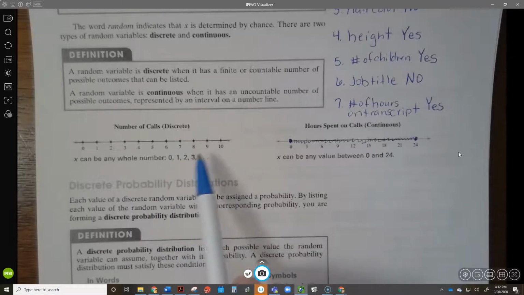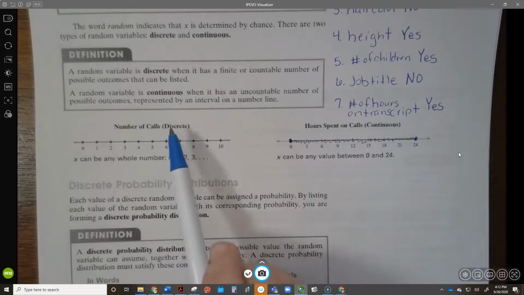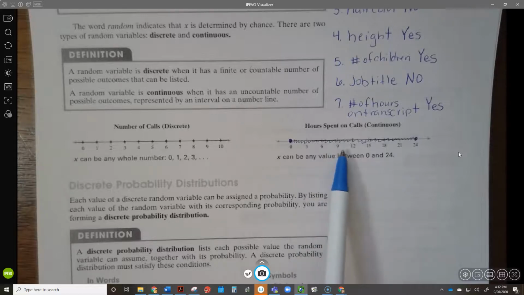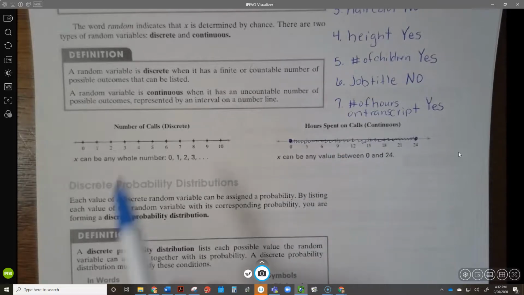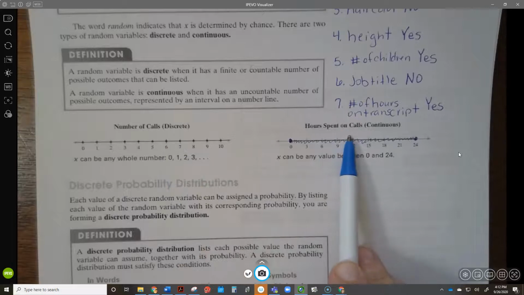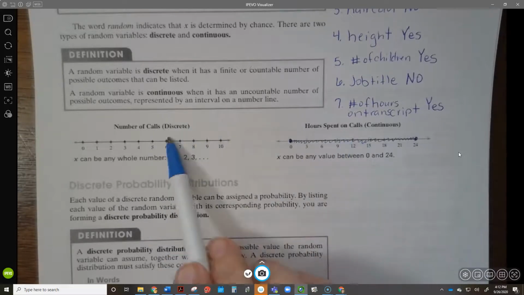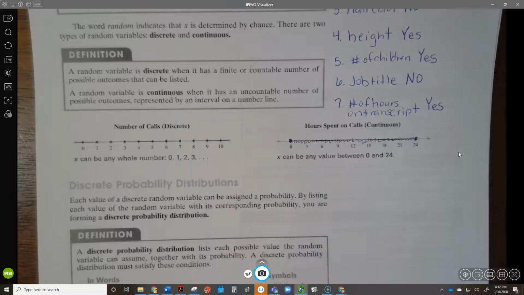But anyway, the difference is whether you count it or whether you measure it, or weigh it or anything like that. That's continuous. With discrete, no decimals; with continuous, decimals are okay. No fractions, fractions are okay. So those are the 2 main differences.